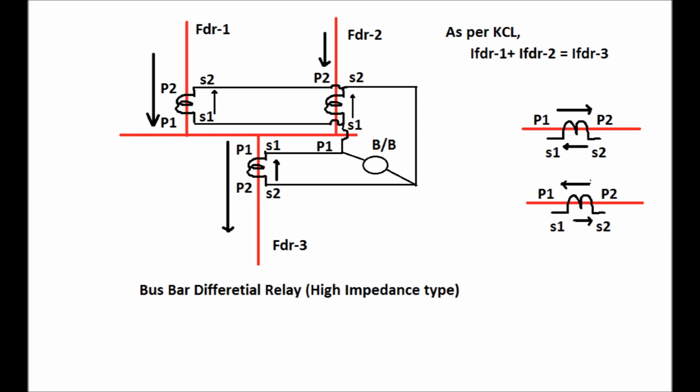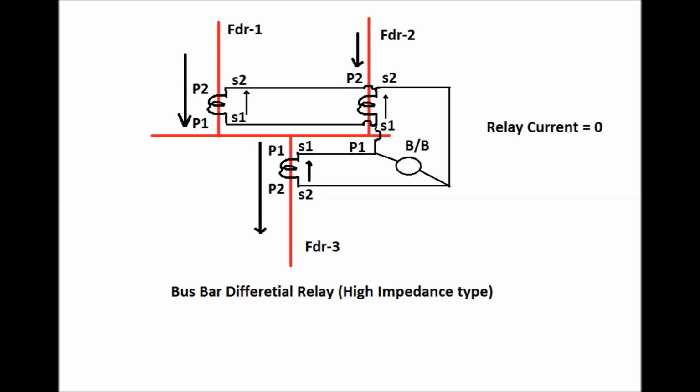Now we know that for a CT, if the current is flowing from P1 to P2 direction in the primary side, the direction of the current in the secondary side shall be from S2 to S1. Again, if the current flows from P2 to P1 direction in the primary side, the direction of the current in the secondary side shall be from S1 to S2. So the direction of the current in the primary and secondary side has been shown in the relay.